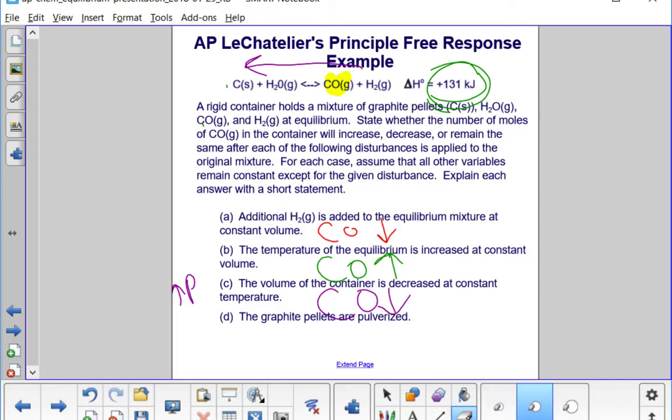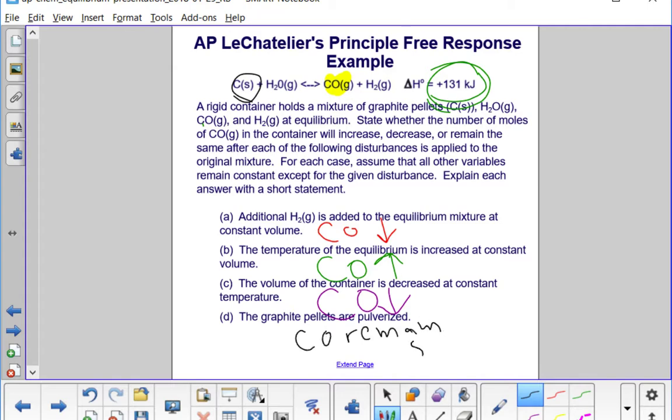Okay. And then finally, the graphite pellets are pulverized. So pulverizing the graphite pellets just increases the surface area. It increases the rate of the reaction, right? But it doesn't do anything to the equilibrium because notice it's a solid, and so that solid isn't included in our equilibrium expression at all. So we wouldn't expect to see a shift in the equilibrium. We would just expect to see the reaction happen faster. So in this case, we would say that the CO would remain the same, where there would be no change in the concentration of CO.